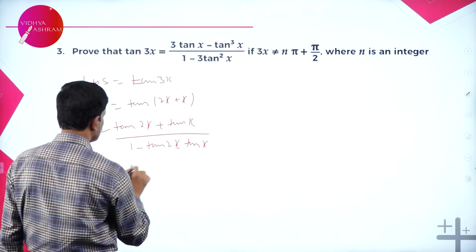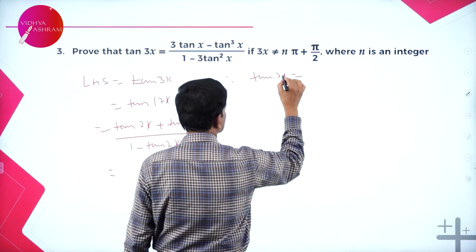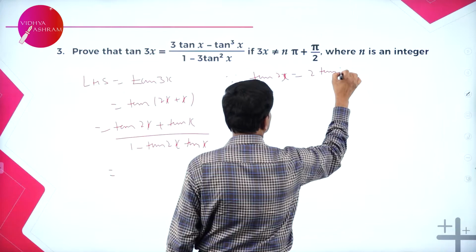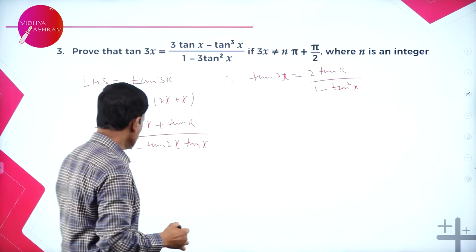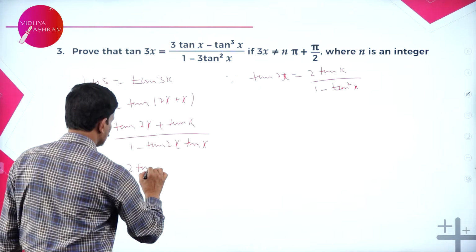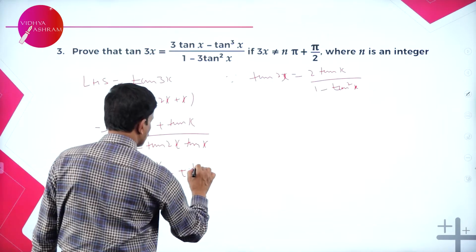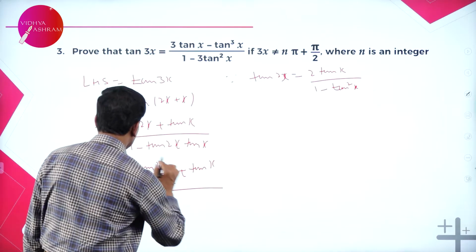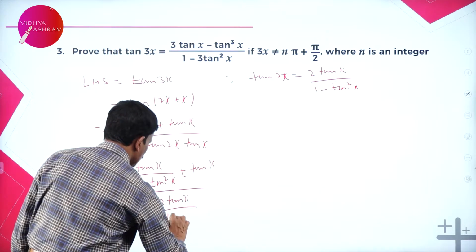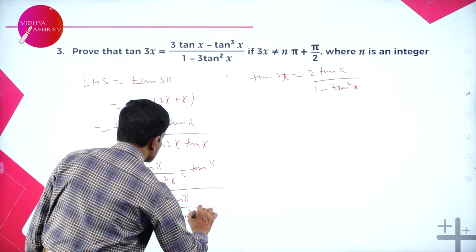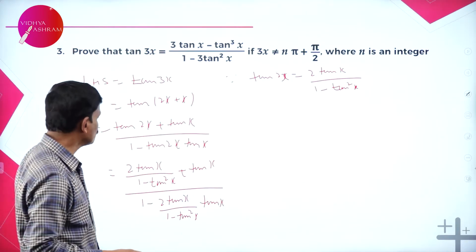Now, since we know the formula for tan 2x is also equal to 2 tan x divided by (1 minus tan square x), substitute here, that's it. So this is (2 tan x divided by (1 minus tan square x) plus tan x) whole divided by (1 minus (2 tan x divided by (1 minus tan square x)) into tan x). Now take LCM and simplify, that's it.